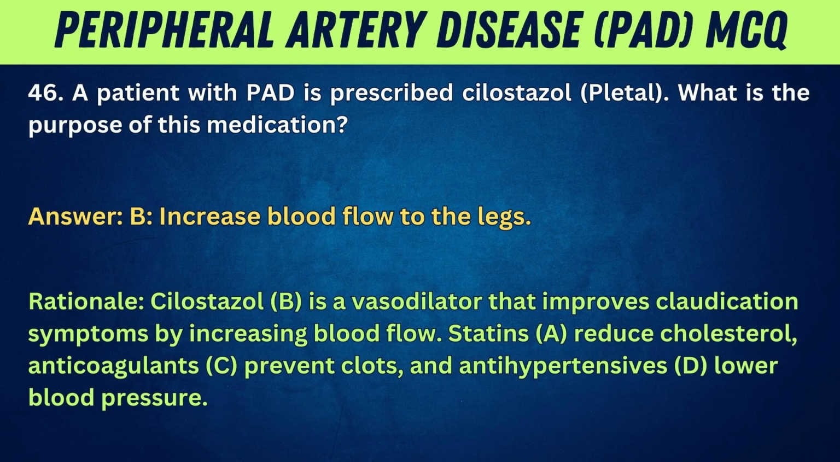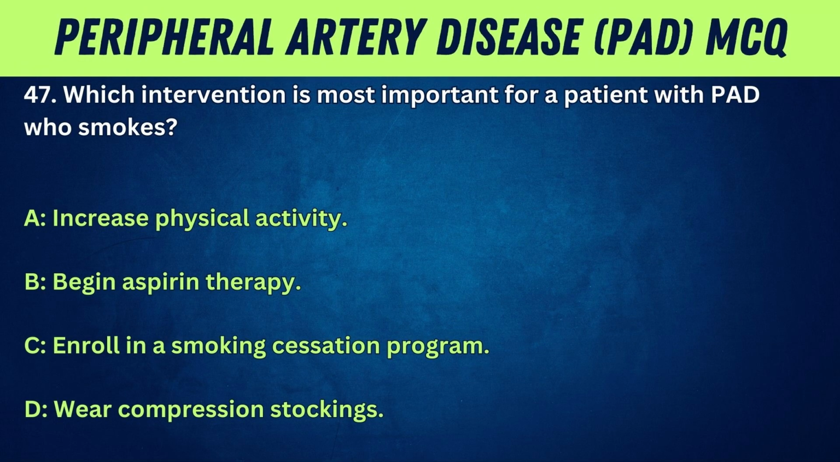Rationale: cilostazol, B, is a vasodilator that improves claudication symptoms by increasing blood flow. Statins, A, reduce cholesterol, anticoagulants, C, prevent clots, and antihypertensives, D, lower blood pressure.